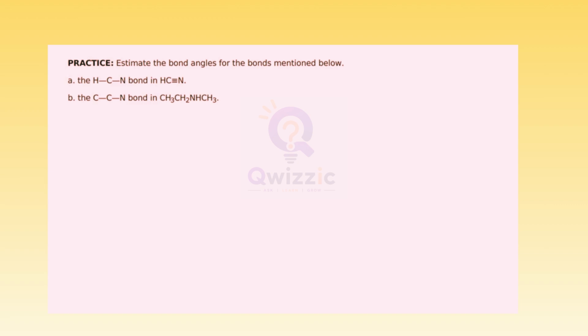Hello everyone, let's do this problem. It says, estimate the bond angles for the bonds mentioned below. Part A, the HCN bond in HCN. Part B, the CCN bond in CH₃CH₂NHCH₃. So if we want to determine the bond angles, what should we look at for that?